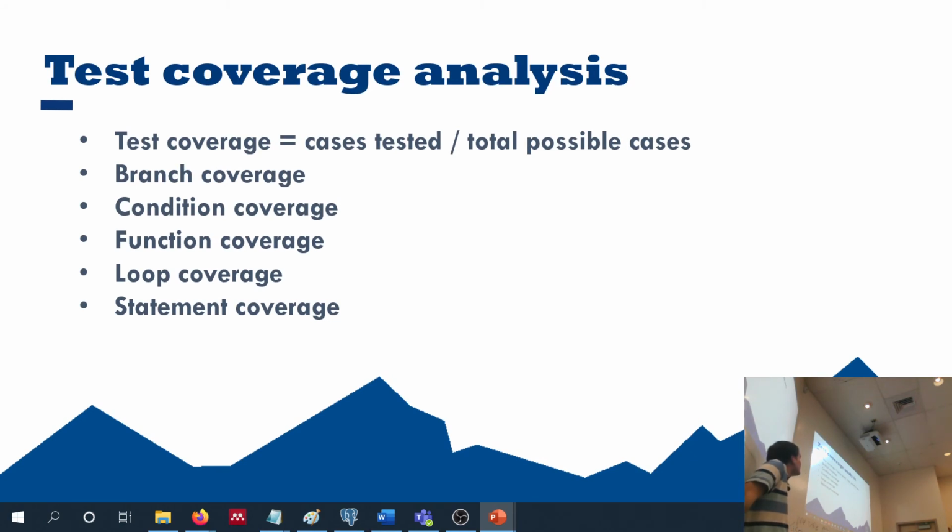All right, test coverage analysis. Basically what you're doing here is forming a ratio to see how much you actually tested. You take how many cases you tested divided by the total number of possible cases. And ideally, if you're using automated testing, what should this eventually get to?